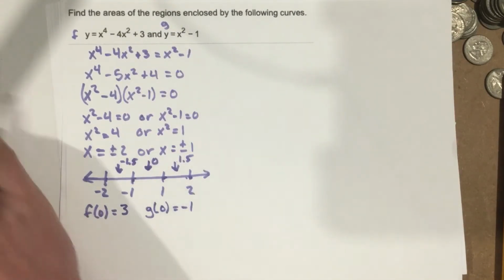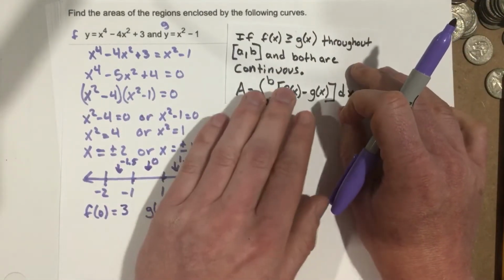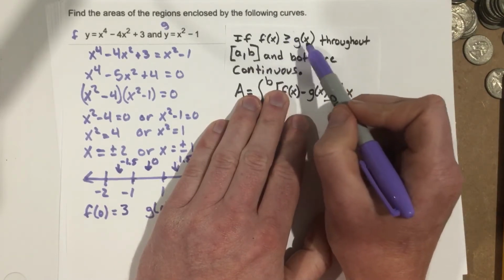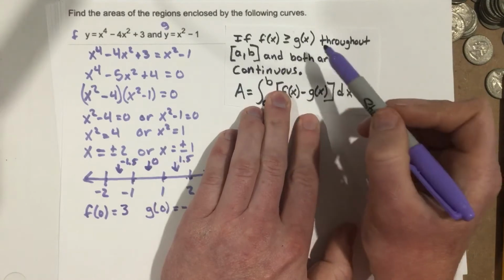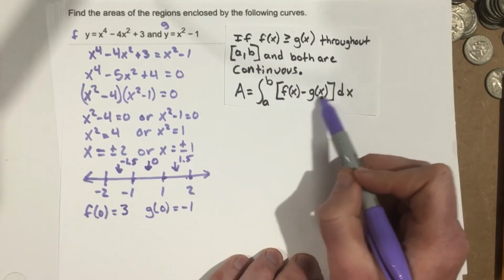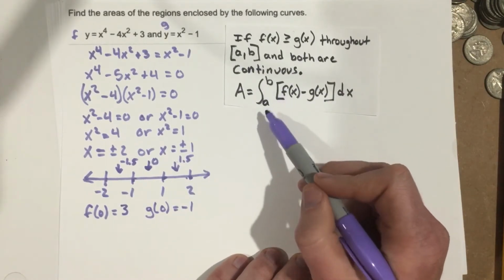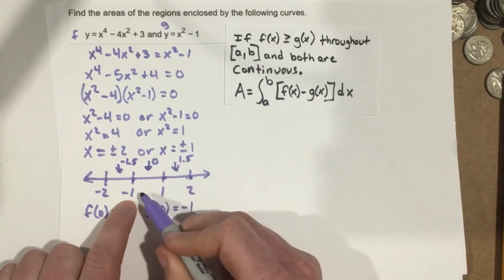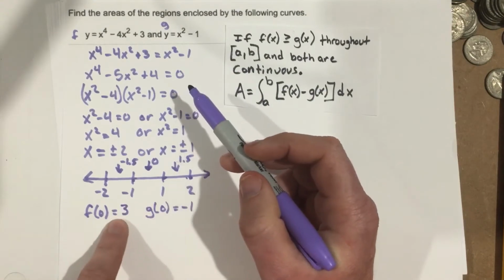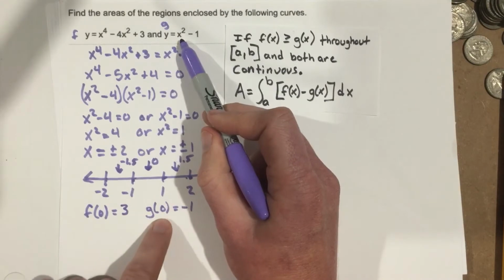And if we go ahead and look at our ways that we integrate, we know that if f of x is greater than or equal to g of x throughout [a, b], meaning they're continuous, then we're going to take the largest function minus the smallest function, and integrate from basically root to root where they touch. Well, we're going to integrate from negative 1 to 1, and we're going to take the f function, which is larger, x to the 4th minus 4x squared plus 3, and subtract out x squared minus 1.